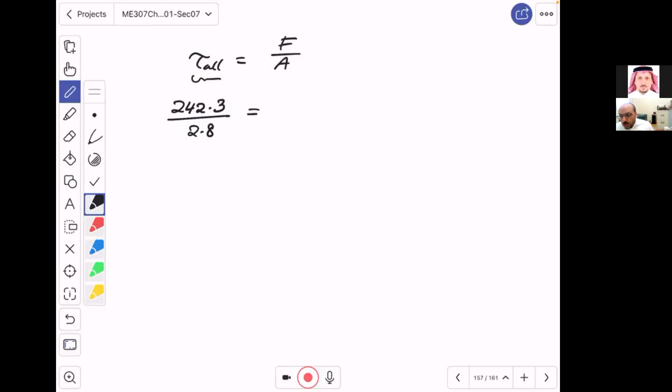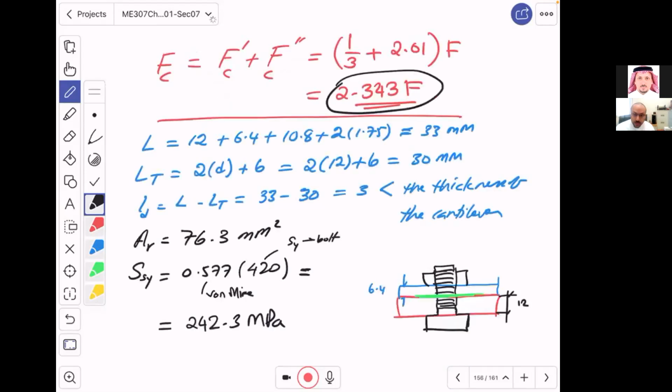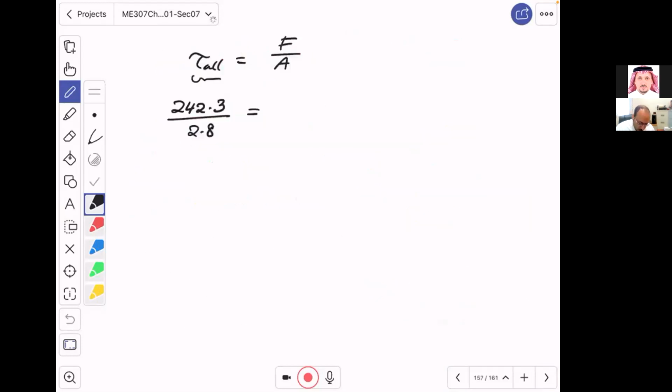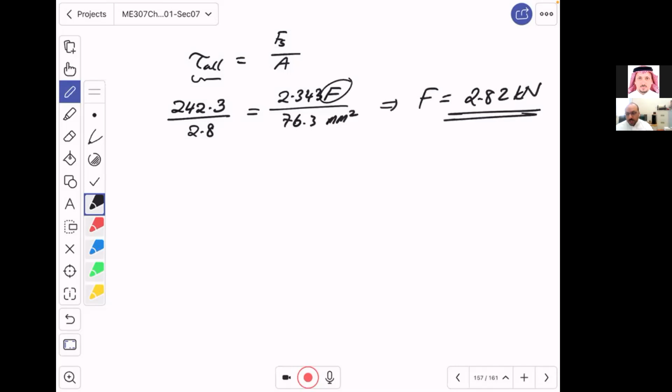And then I will put the shear force in there. Now, what is the shear force in there? The shear force is this. Do you understand? So maybe I should say here, this is F shear. What is F shear? It is equal to 2.343F, the unknown F, divided by the shear area, which is the root area, 76.3 millimeter square. So what happened over here? If I solve for F, I will get F as 2.82 kilonewton. Do you see that?